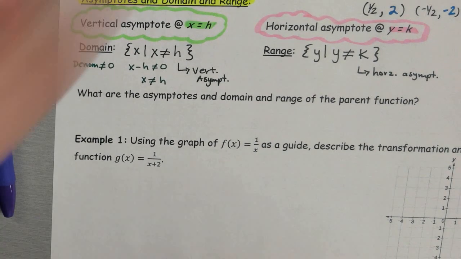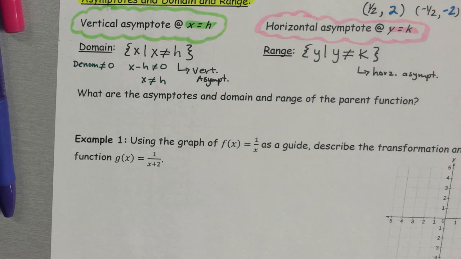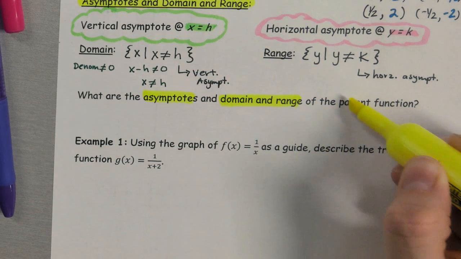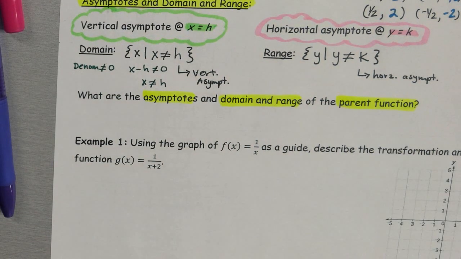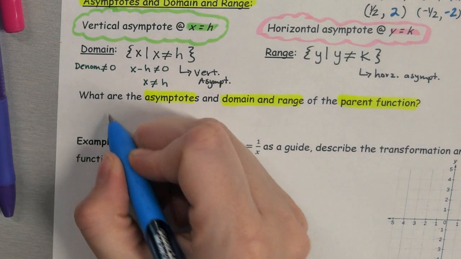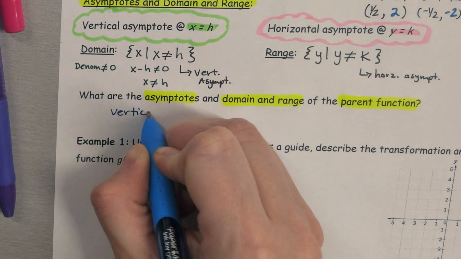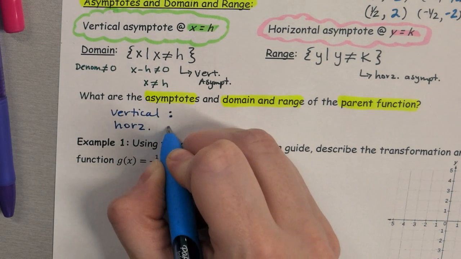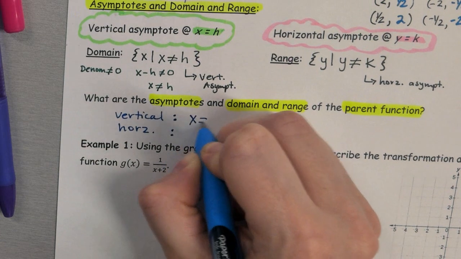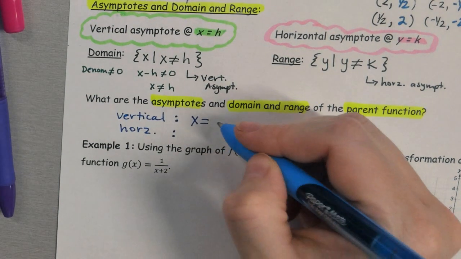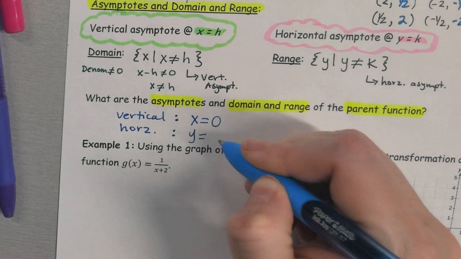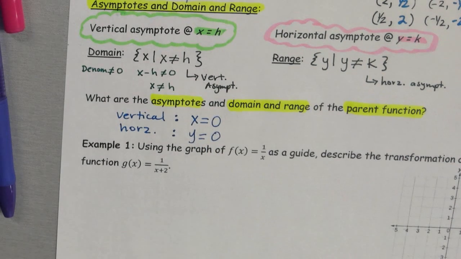Okay, so for the parent function, we already drew in our asymptote. So it says, what are the asymptotes and the domain and range of the parent function? So y equals 1 over x. Okay, so we already labeled them. So we have vertical and horizontal. Vertical will always be x equals, because every vertical line starts with x equals. Okay, and then horizontal is going to be y equals, always.